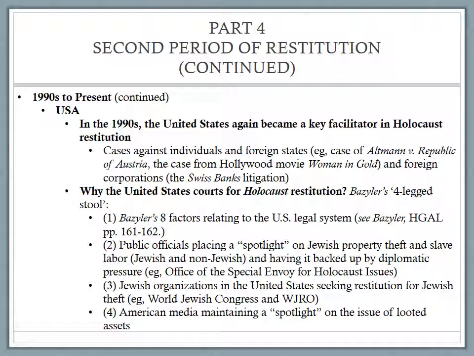Turning next to the United States. In the 1990s, the U.S. again became a key facilitator in Holocaust restitution. Holocaust survivors and their heirs filed lawsuits in American courts for return or compensation for stolen property, and this began a movement in Holocaust restitution that continues until today.